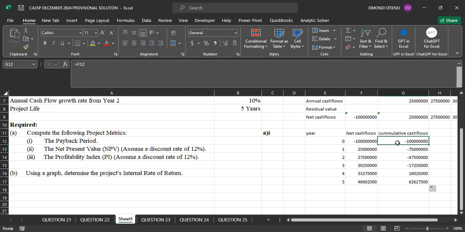So we need to recover. Remember, initially we invested 100 million. So how much do I need to receive, or at what point will I receive back my 100 million? You can see here at this point, I still need 17,250,000 to recover or to put back my 100 million.